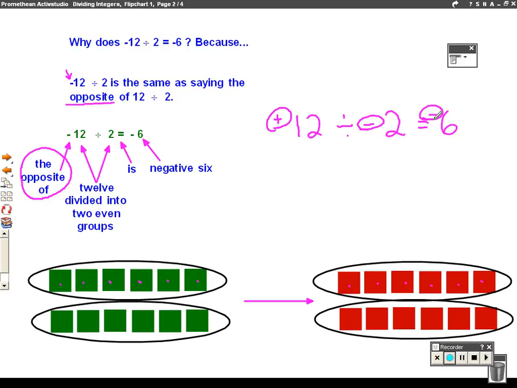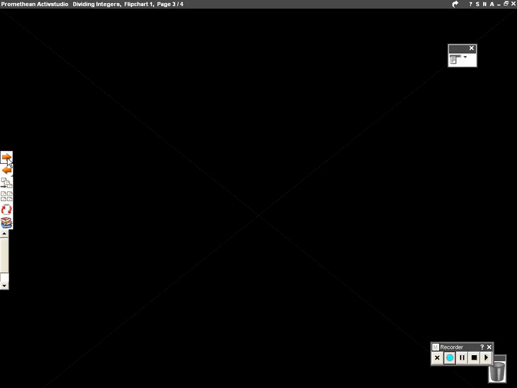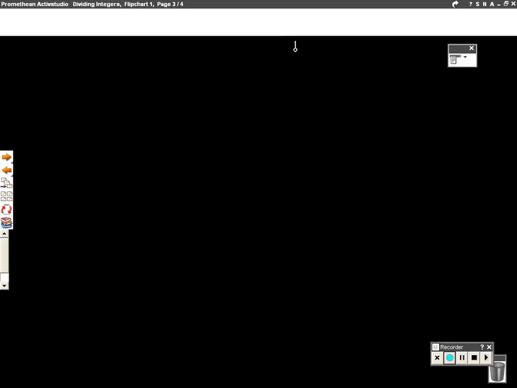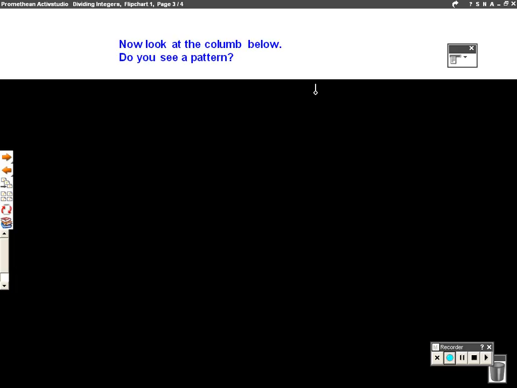The great thing about math is there's a number of different ways that you can get to the right answer. So whichever way is the best for you, that's the way I encourage you to use. So let's take a look. Let's look at the next column.